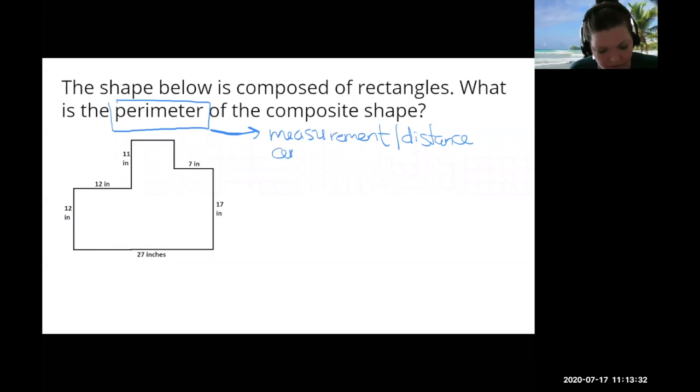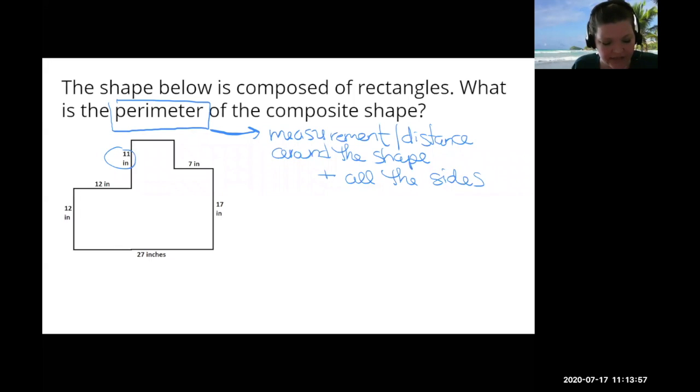Now, I like what Manal said, because based on knowing this, the measurement or distance around the shape, Manal told us a really easy way to find it. She says, if you just want to go around the shape, just add up all the sides. And I absolutely agree with you. The simple way to find the perimeter of any given shape, you don't need a formula, is just to add up all the sides.